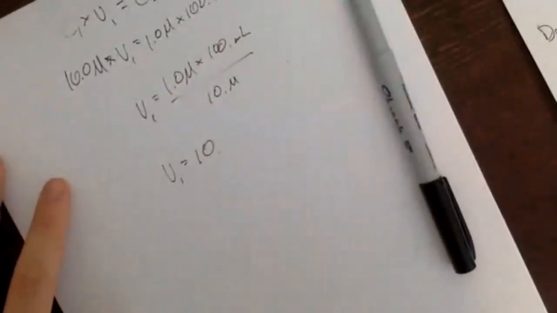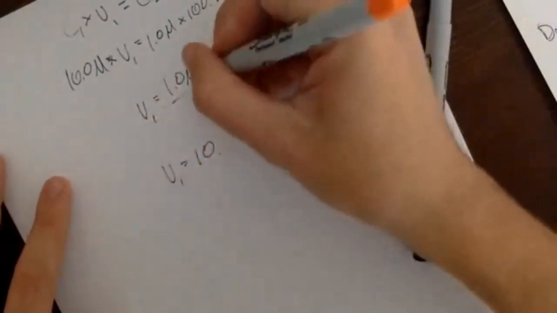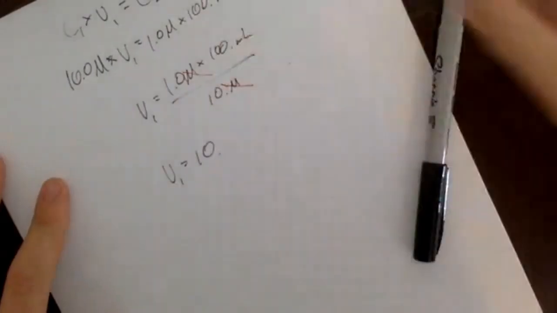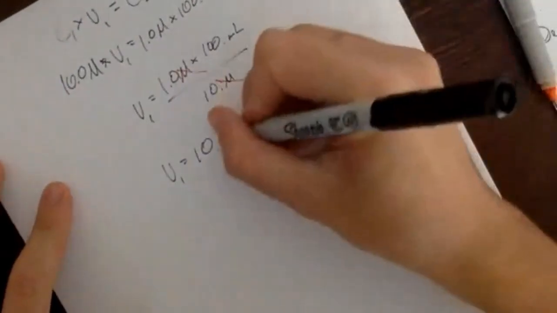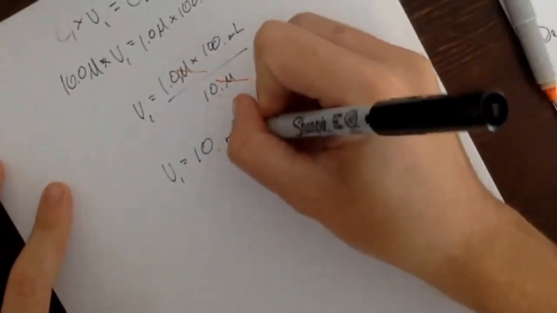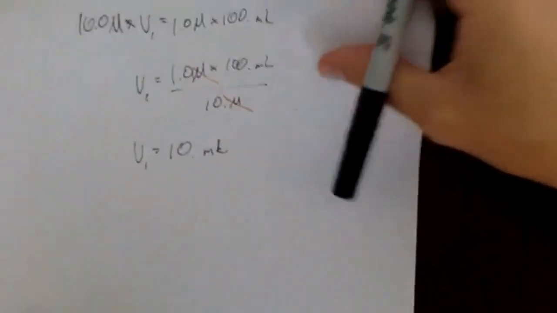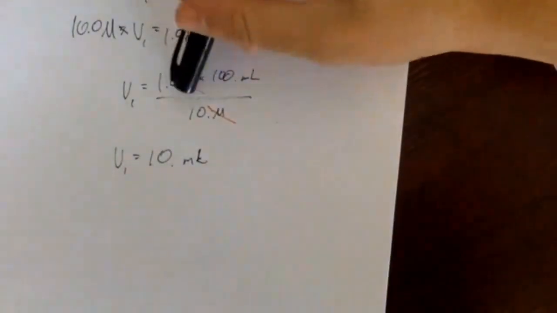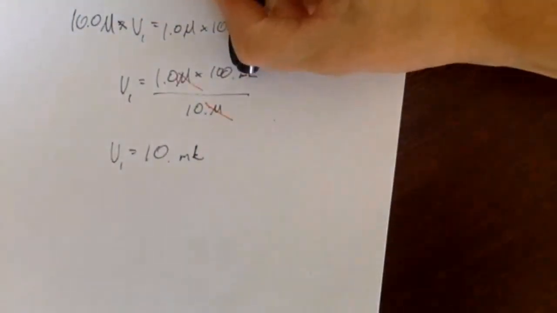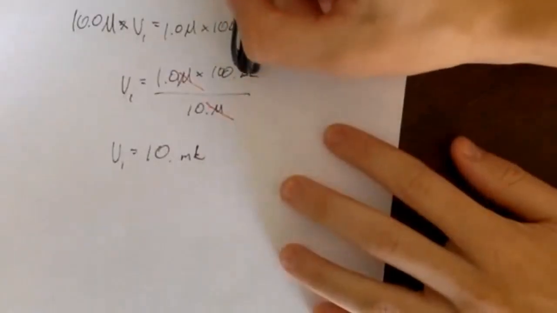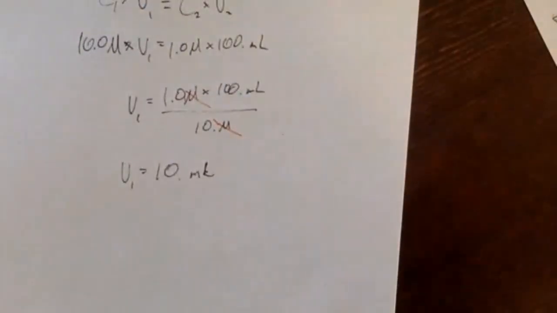If we look at our units, those molarities are going to cancel out. That was the whole point of doing that conversion. And we're left with milliliters. Normally, when we talk about molarity, if we're working with the molarity equation, everything needs to be in liters. But with dilution, it doesn't matter. We can just leave it in milliliters.